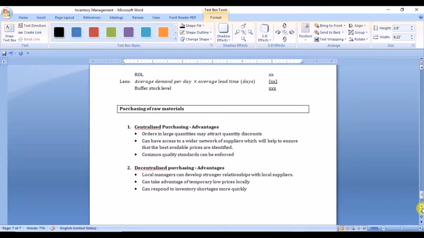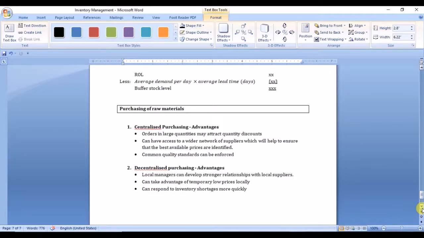They can respond to inventory shortages more quickly, rather than sending a request to the head office, the head office purchasing the material and sending it to the division. Rather than all that, if the divisional manager has the power to buy material, they can do it quickly. So each method, centralized and decentralized purchasing, has advantages. I did not discuss the disadvantages here, because centralized purchasing advantages will be the disadvantages of the other one.